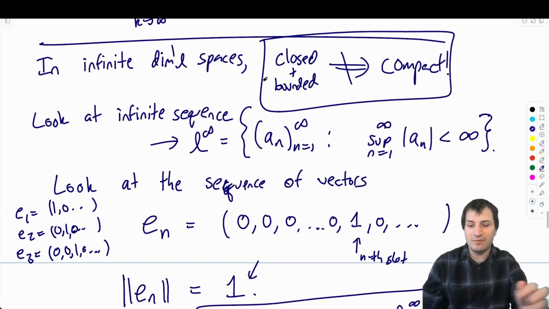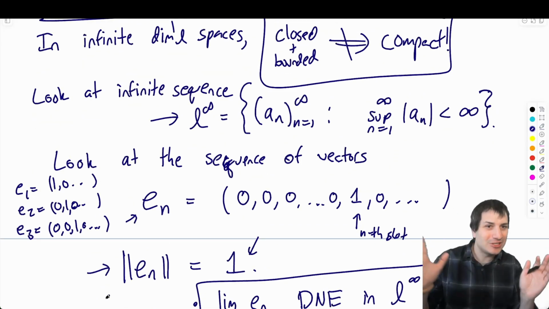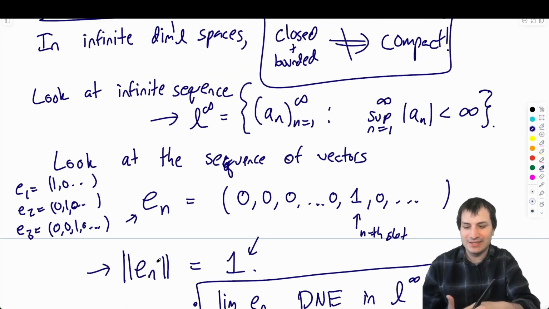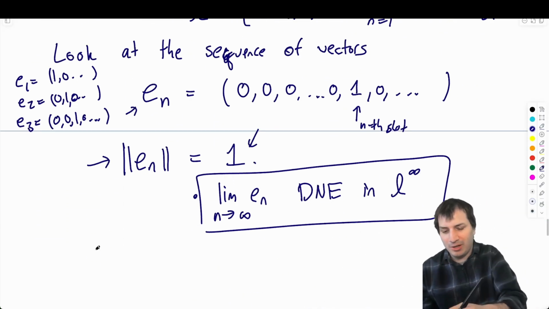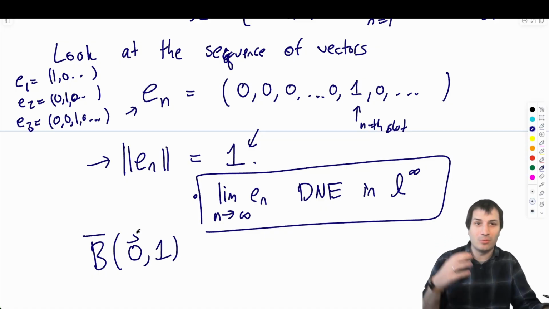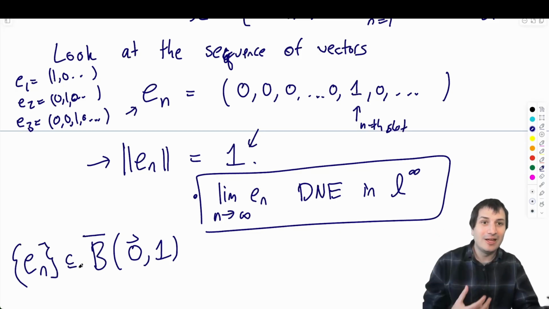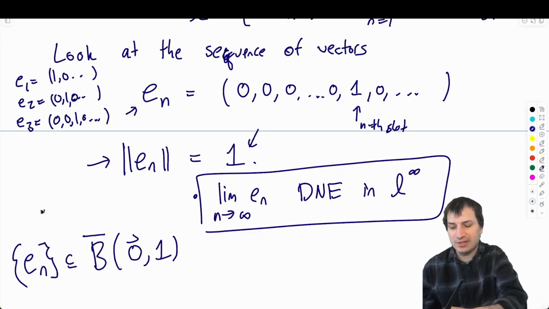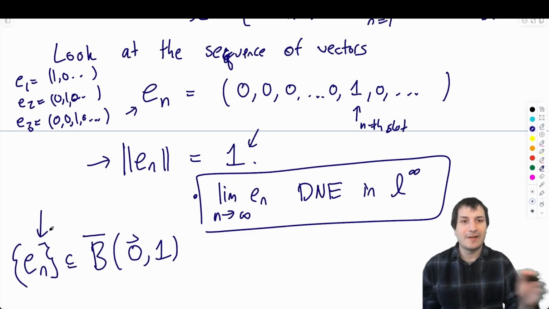If you look at the set of e_n's, they are bounded because they're always norm 1. To make it closed, you just need some closed thing that contains all of these. So for example, the closed unit ball would work, the ball of radius 1 centered around the 0 vector. The sequence of e_n's that I just described is in that ball, and that ball is therefore not compact because this sequence of the e_n's has no convergent subsequence.